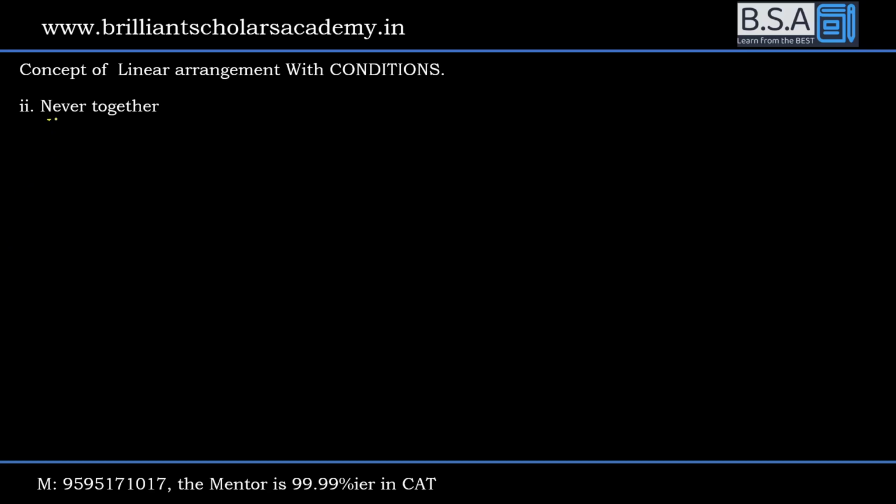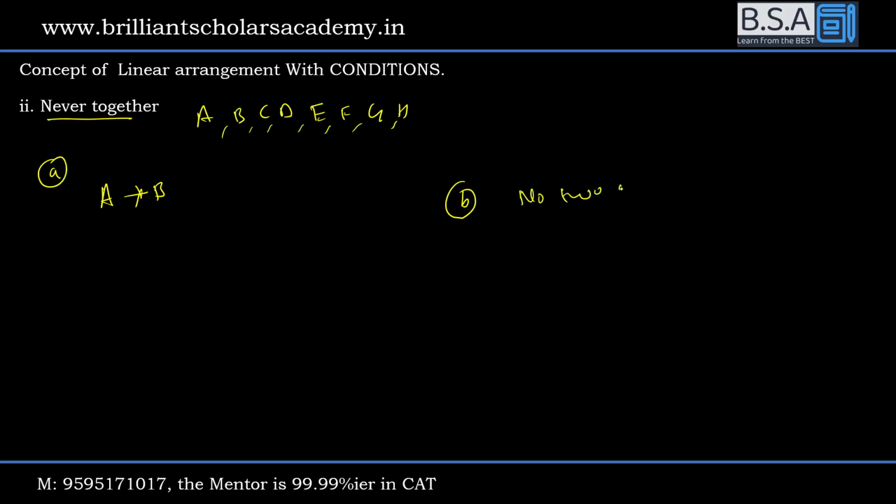When people or things are not together, what do we do? If the question goes like this, the people are A, B, C, D, E, F, G and H. It says A and B are not together. Or please follow the language: no two of A, B, C are together.